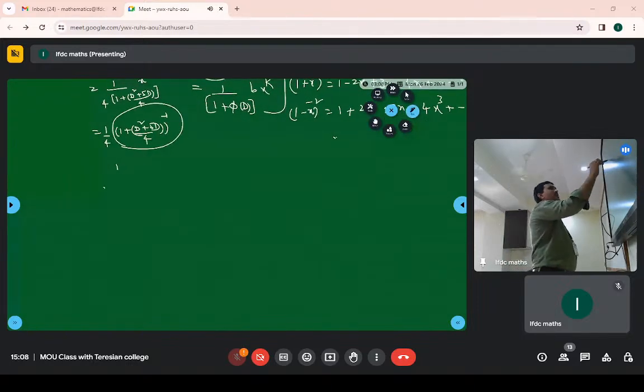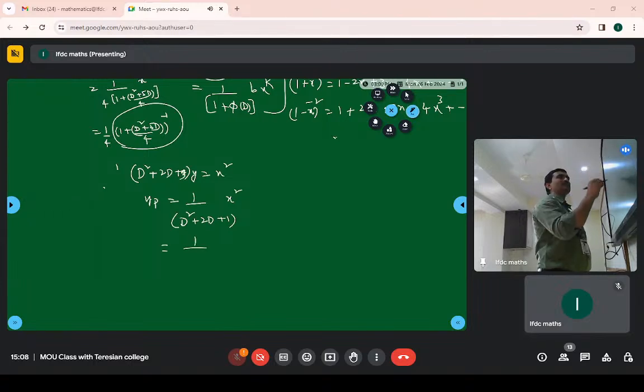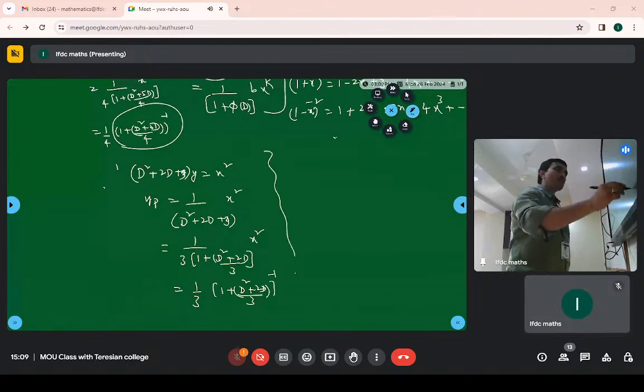For example, my question is (D² + 2D + 1)y = x². Then yp is equal to 1 by (D² + 2D + 1) times x², and x² will come. Here, if 4 is there you can take it common, if 3 is there you can take it common. For easy understanding, I am taking 3 common: 1 plus (D² + 2D)/3 into x². Take it to the numerator: 1/3 into [1 + (D² + 2D)/3] to the power minus 1. What is the formula to be applied here?